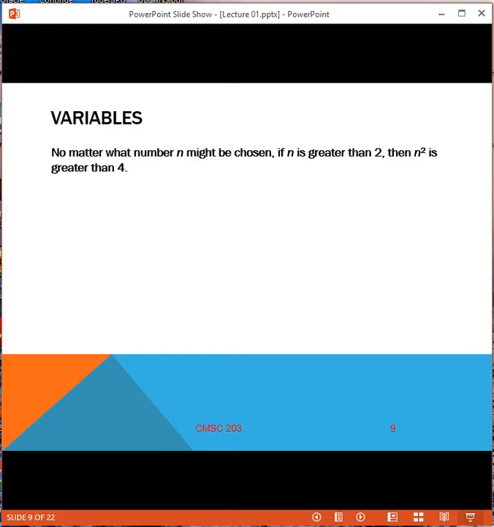So we would rephrase the statement as, no matter what number n might be chosen, if n is greater than 2, then n squared is greater than 4.